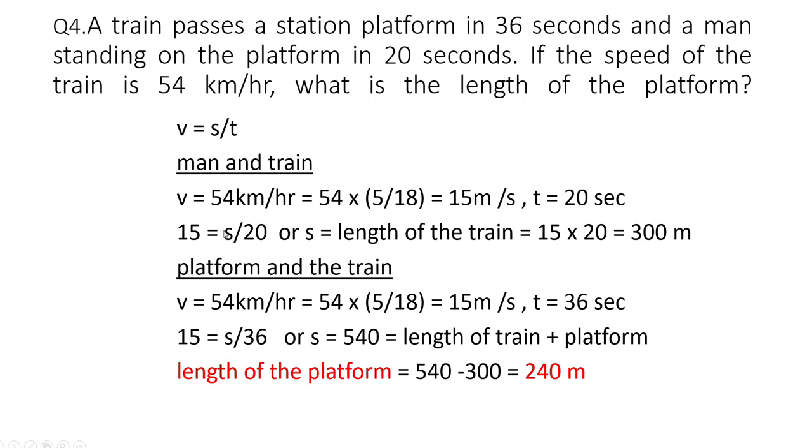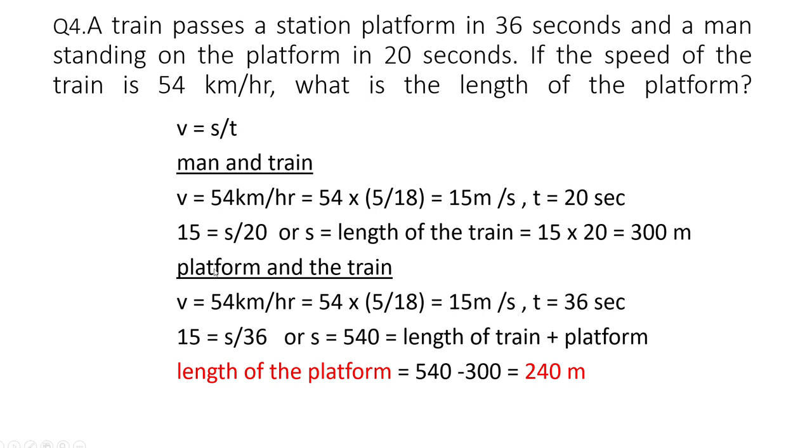So that means the length of the train will be S. 15 is equal to S by 20, or S, the length of the train, is equal to 20 into 15, which will give you 300 meters. So this is the length of the train. Now we got the length of the train.